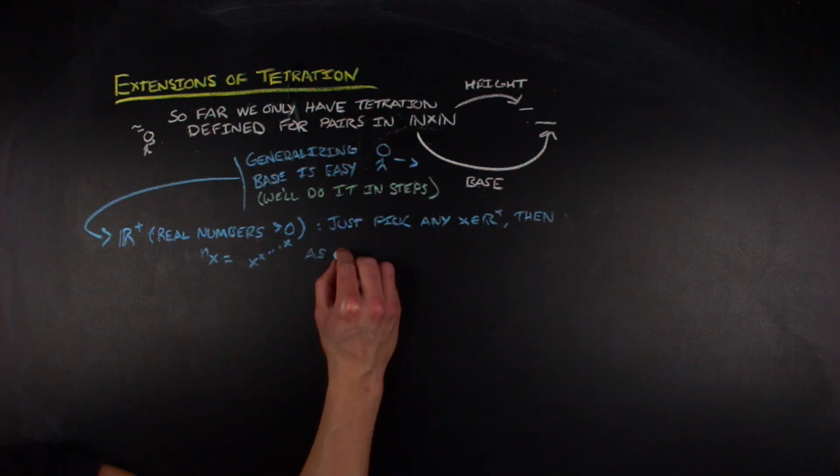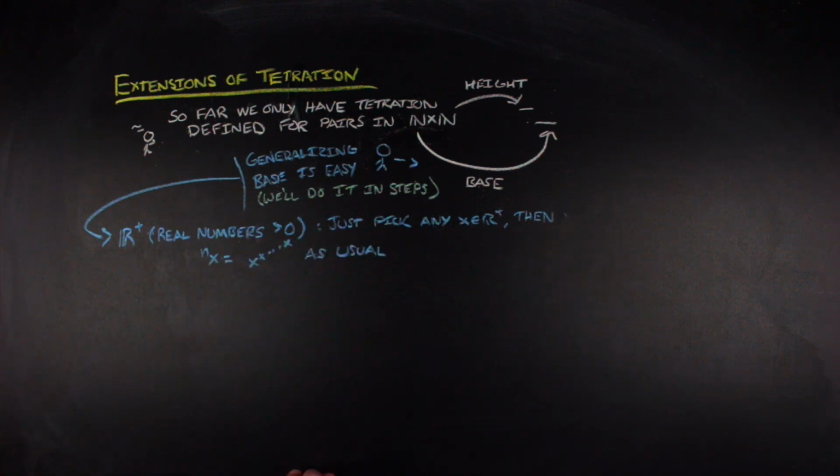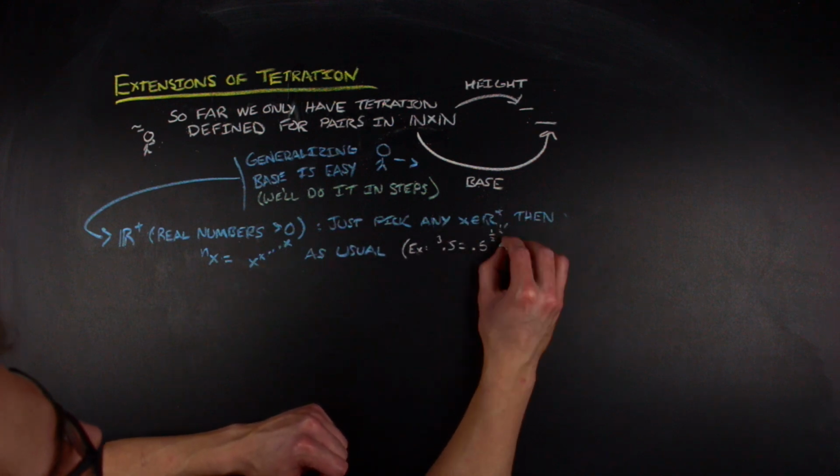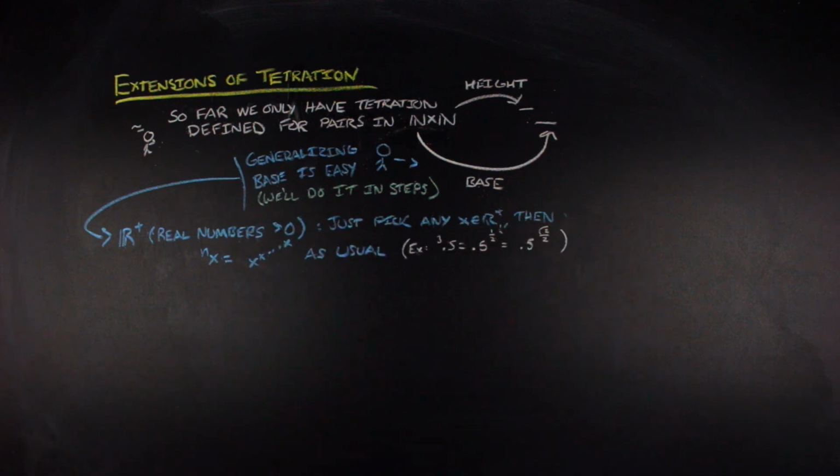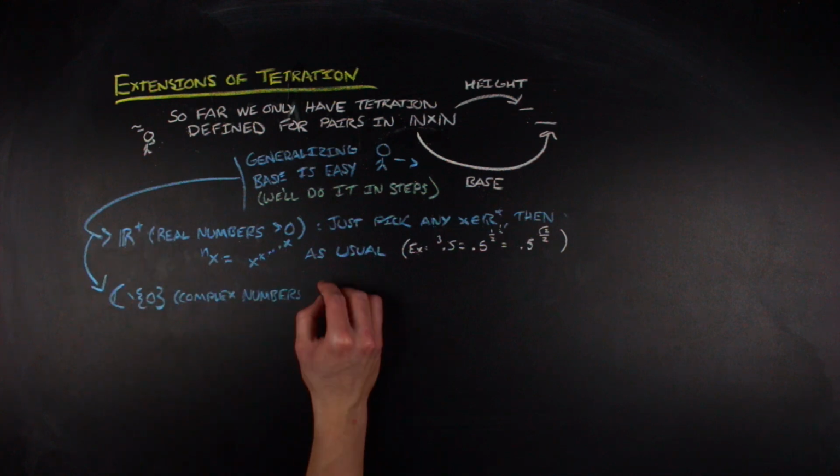If you have, for example, the tetration of a half to the height of 3, then that's just 0.5 to the half. So that was pretty straightforward.